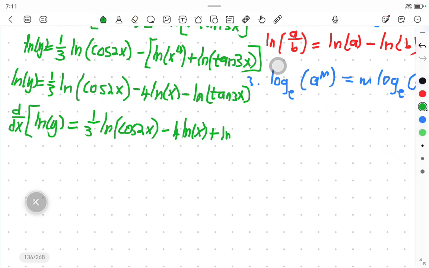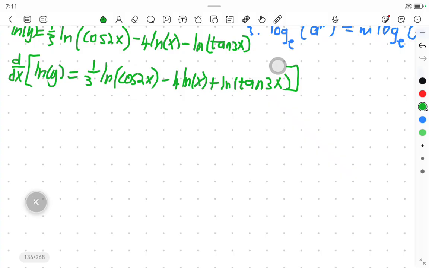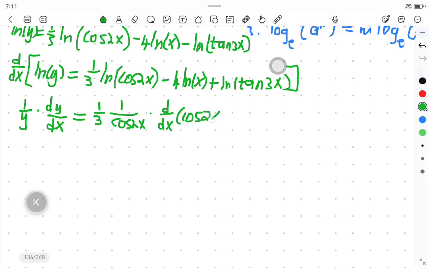This is going to be ln of tan 3x. Then when I derive ln of y, remember, when you derive ln of something, you get 1 over that something times the derivative of the inside. And the derivative of y will give us dy over dx. And this will be equal to, when I derive this, I'm going to keep the 1 over 3 first as a constant. Then ln of cos 2x will be 1 over cos 2x times the derivative of the inside, which in this case is cos 2x.